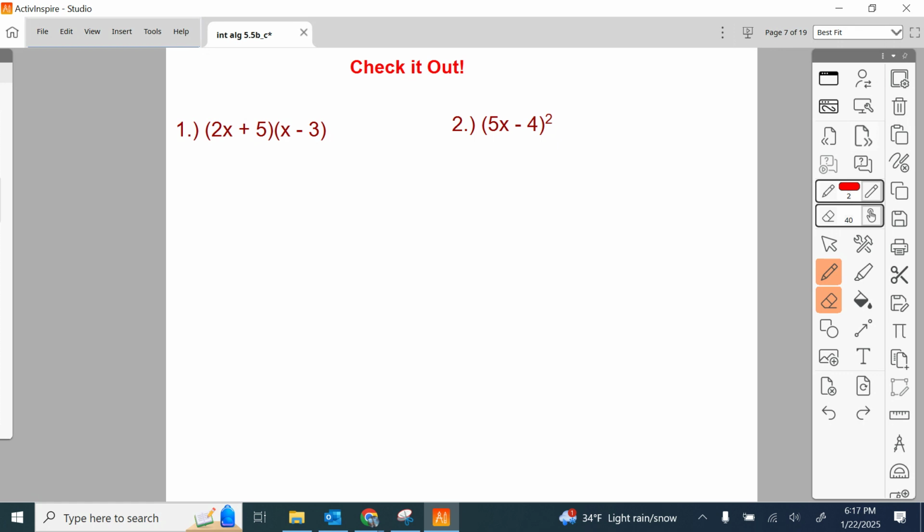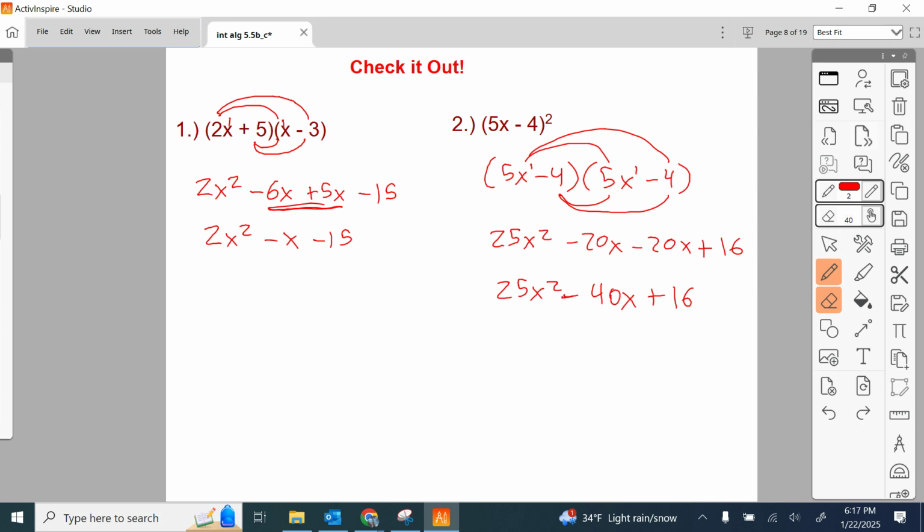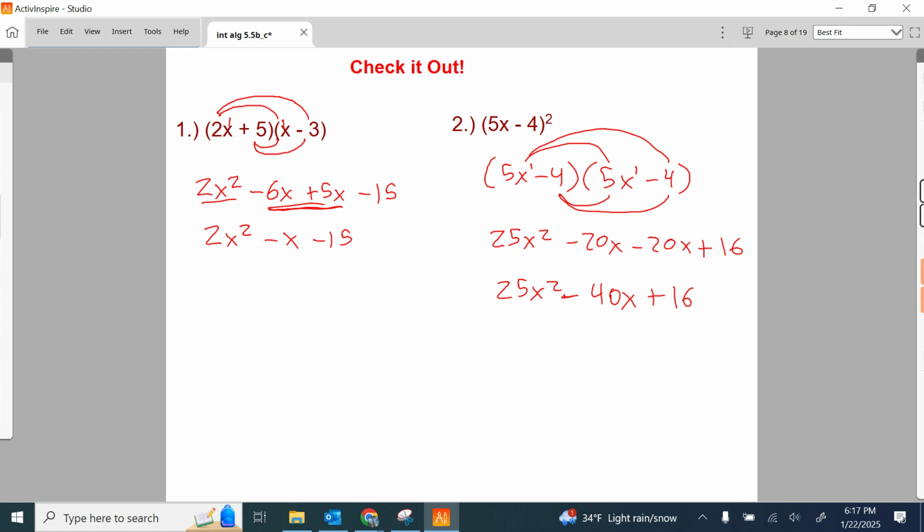All right, let's take a look and see how these would have worked out for you. Whether you did FOIL or the box method, either way would work. I just chose to do the FOIL method. So for my first answer, number 1, the 4 parts I get are 2x to the power of 2, then minus 6x plus 5x minus 15. So there are my 4 parts. Combine the middle, and we end up with a minus x in the middle. Okay, so there is my quadratic trinomial as the answer to number 1.